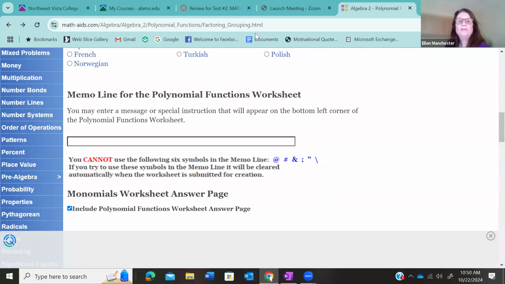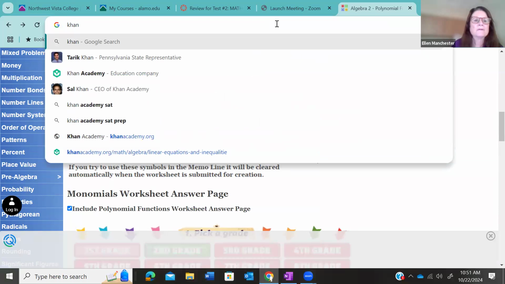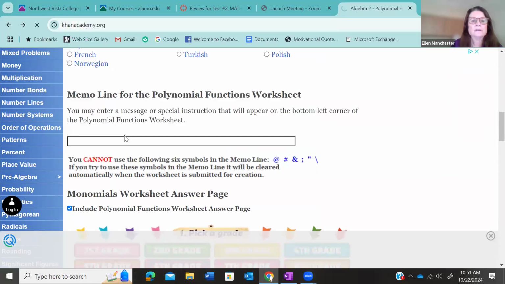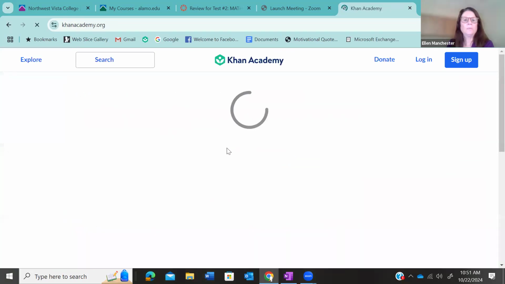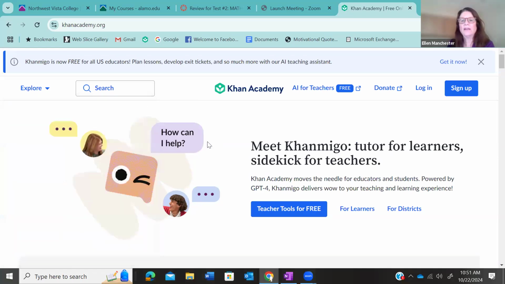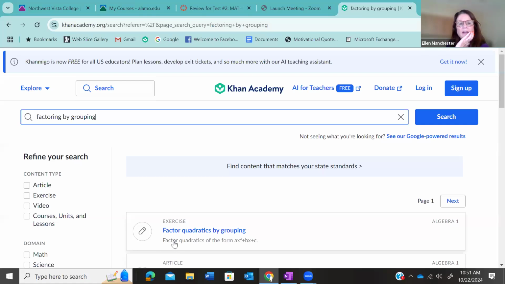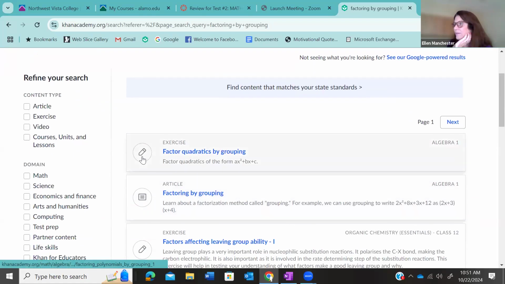If you want to go into Khan Academy, which I'm not a huge fan of Bill Gates, but he's the one that set the Khan Academy up. He funded it, I'll put it that way. And then you can type in the search bar and it comes up with exercises.